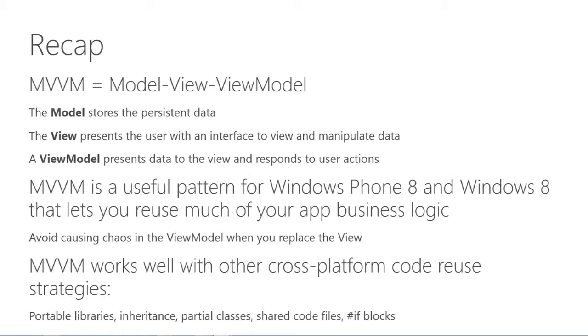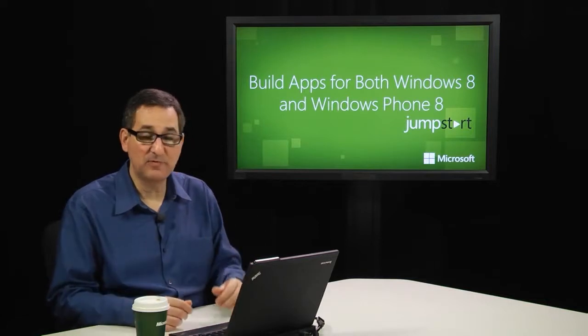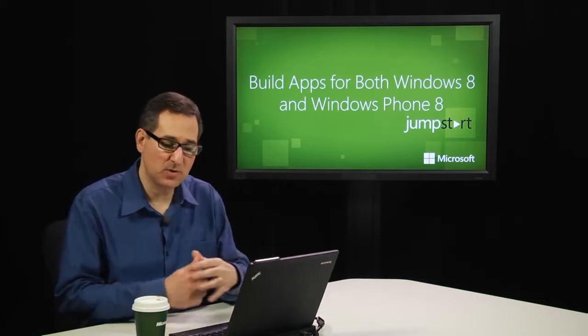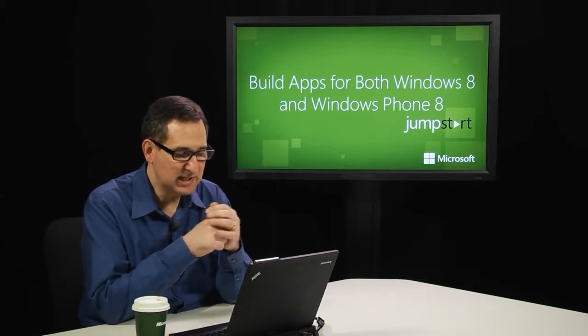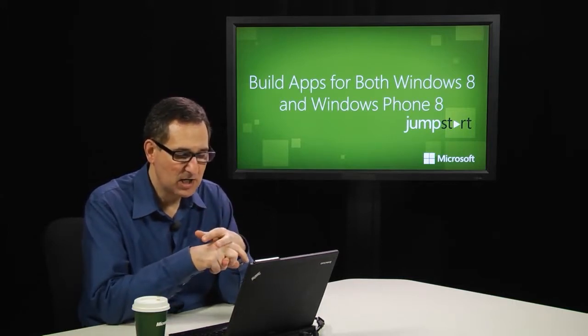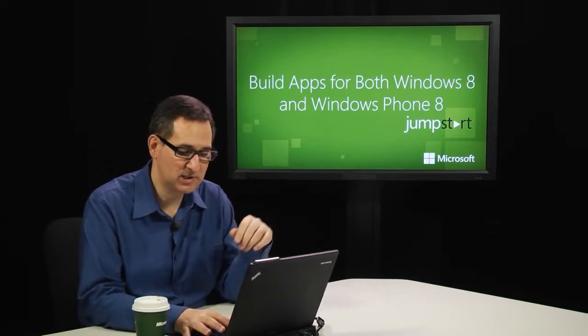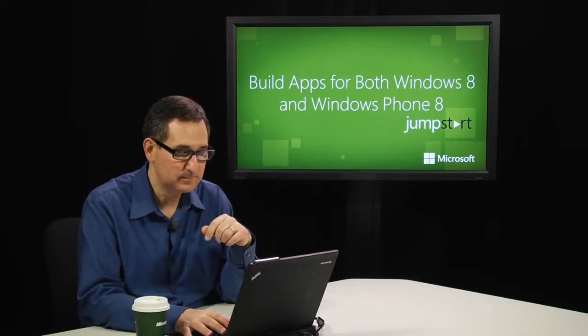There's a number of ways to share those MVVM objects, your models and your view models. We talked about portable class libraries. There are others, and we're going to talk about those in the next session. Things like inheritance, partial classes, shared code files, conditional blocks, and so on.